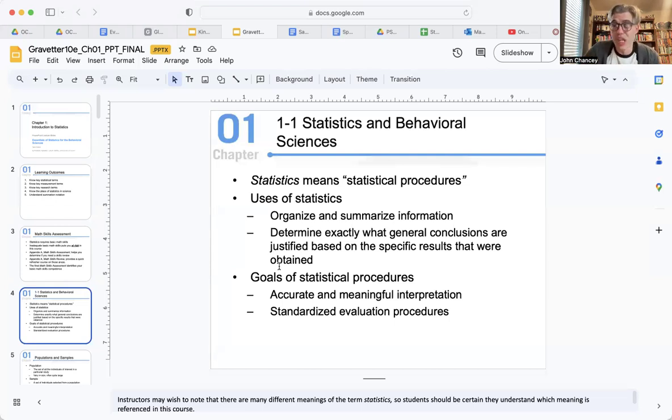The goal of statistical procedures is to provide an accurate and meaningful interpretation of the data that we have, and also to provide a way to standardize the process for evaluating our data, making sure that when somebody says they're running a correlation study, everybody knows what they're talking about because that's been standardized, so to speak.